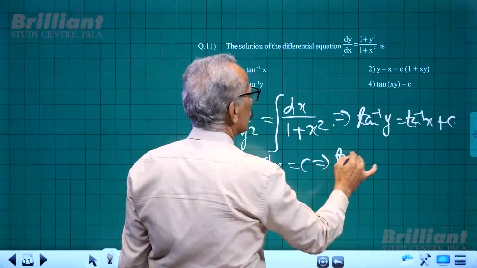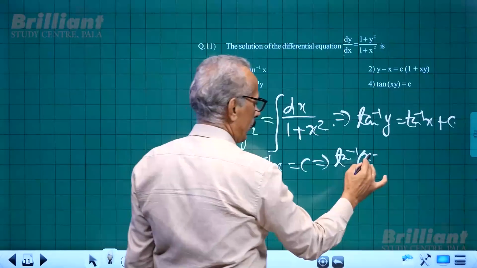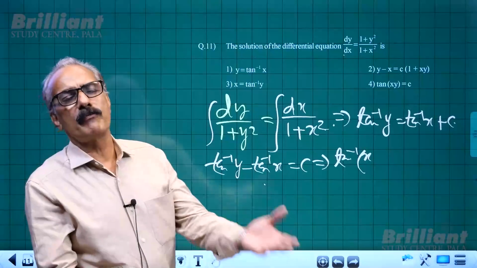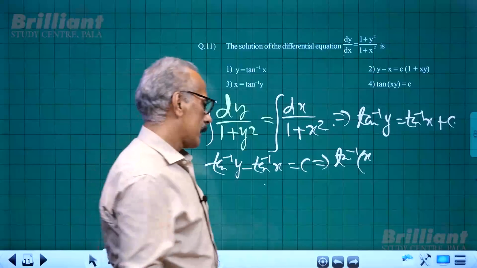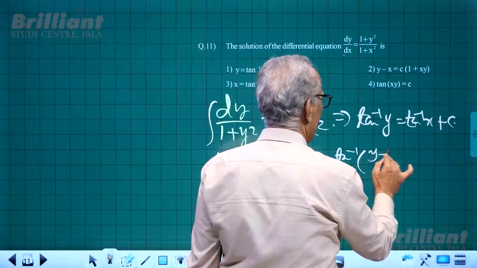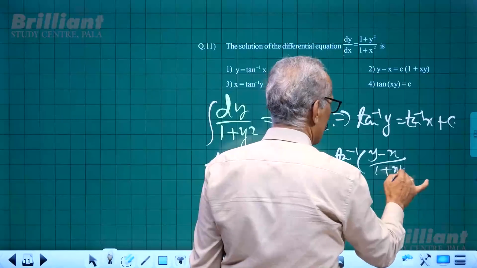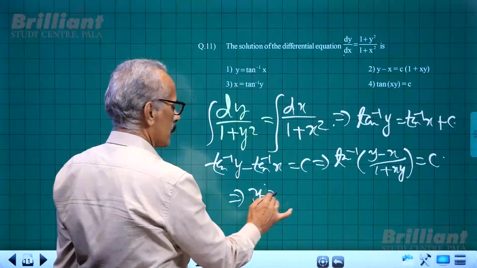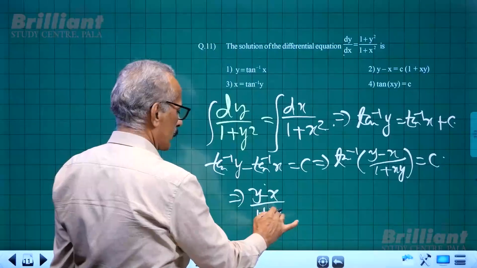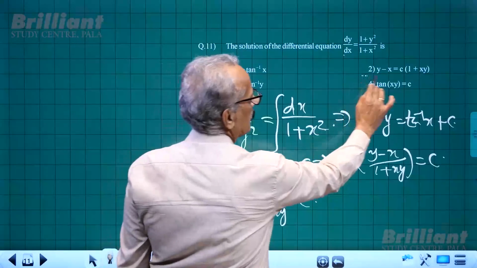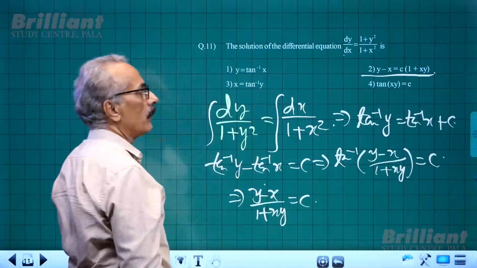Means tan inverse of y minus x. What is the formula for tan inverse x minus tan inverse y? Tan inverse of x minus y by 1 plus xy. So here it is tan inverse y minus tan inverse x. That is y minus x divided by 1 plus xy, that is equal to c. So this implies y minus x divided by 1 plus xy is equal to c. That's why y minus x is equal to c into 1 plus xy, your answer.